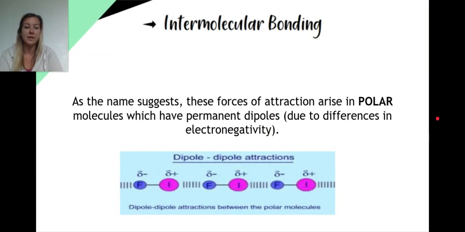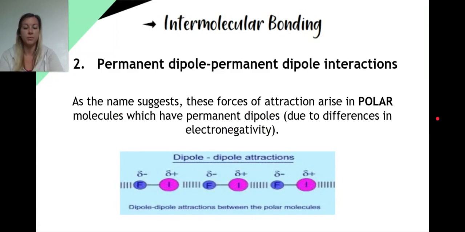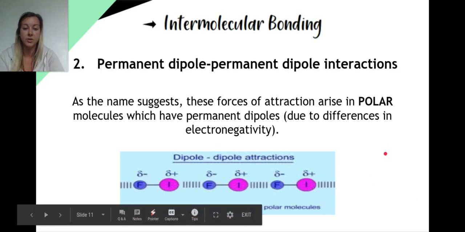Now, on to the second type of intermolecular bonding, we have permanent dipole to permanent dipole interactions. Just as the name suggests, we have permanent dipoles which arise in polar molecules. So we have one end of the molecule being negatively charged and the other end of the molecule being positively charged. That is a permanent thing. It's always going to be there. It's not like the electrons that are coming and going. That is always there. That's why we say it's permanent. And as we know, that's due to the differences in electronegativity.